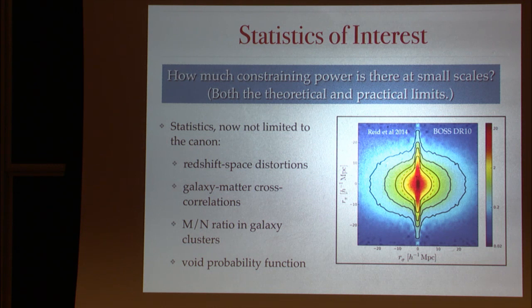And now you have a whole wealth of statistics you can look at if you want to emulate them. You don't have to stick with the canon of, say, redshift space distortions or galaxy matter cross correlations. You can do things that don't have a closed form analytic model, like the void probability function, counts in cells. The mass to number ratio of galaxy clusters is something we've looked at a lot. In this talk, I'm really going to focus on what you can get with nonlinear redshift space distortions.